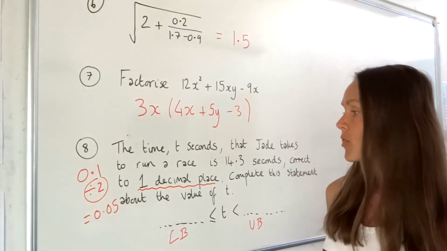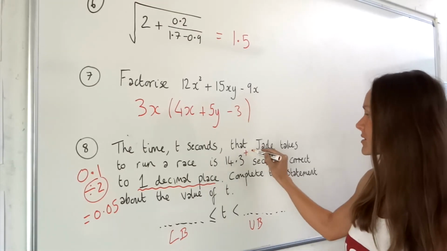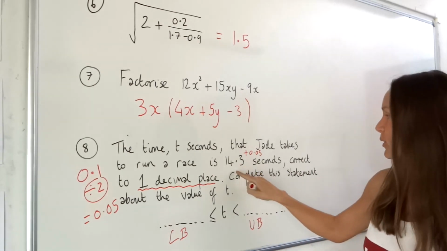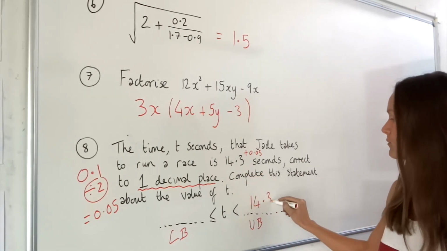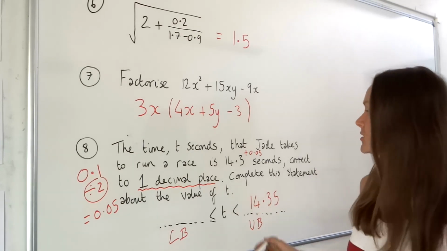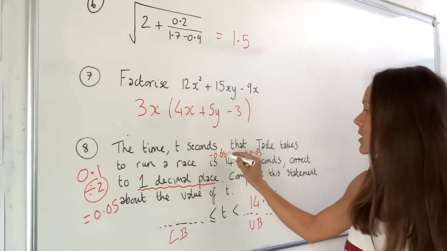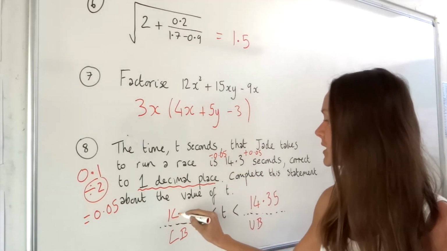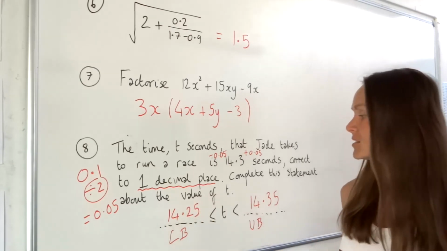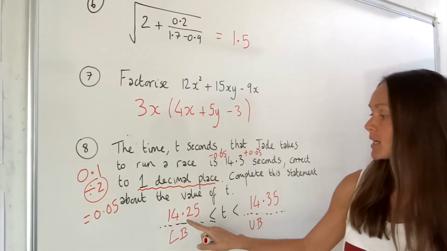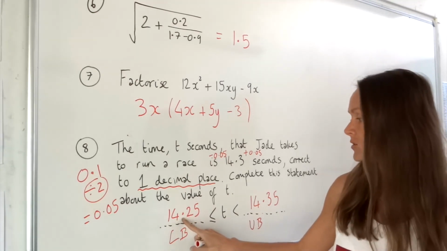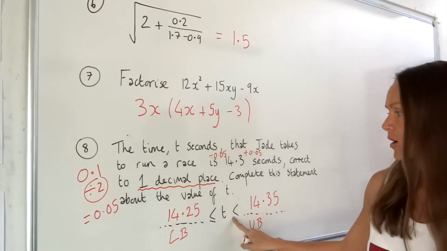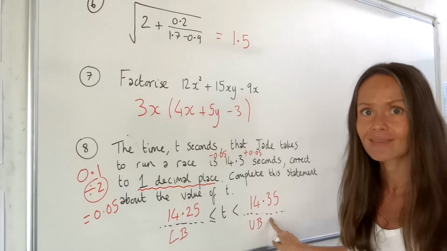Now, to work out the upper bound, I have to add that value 0.05 to 14.3, which gives me 14.35. And to work out the lower bound, I have to subtract that value. So 14.3 minus 0.05, which gives me 14.25. So that means that she could have run anything between 14.25 seconds all the way up to 14.35, but not including that value, okay? That's just the upper bound.